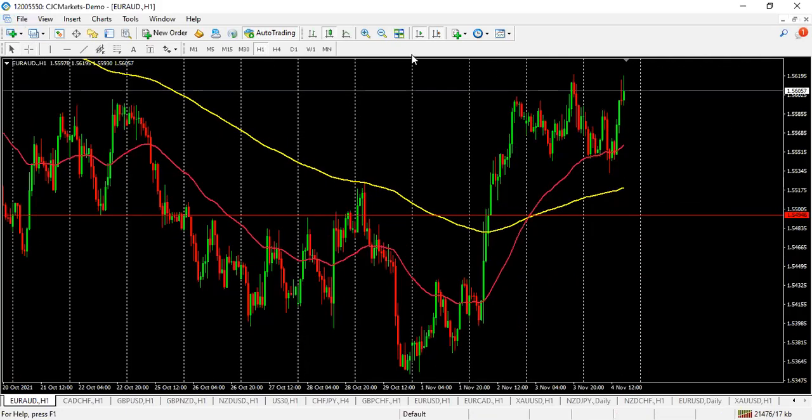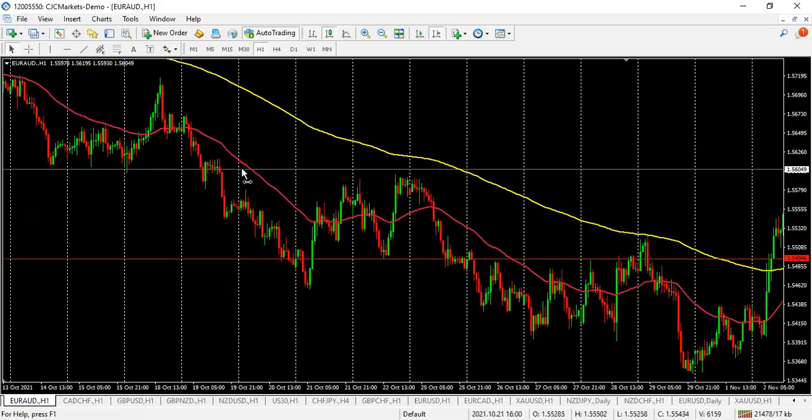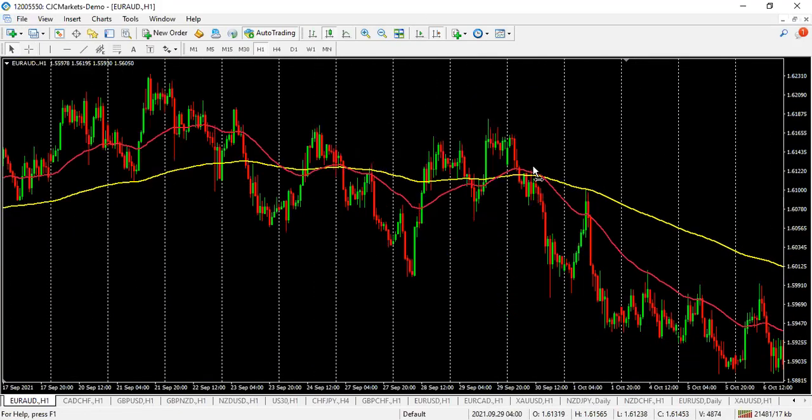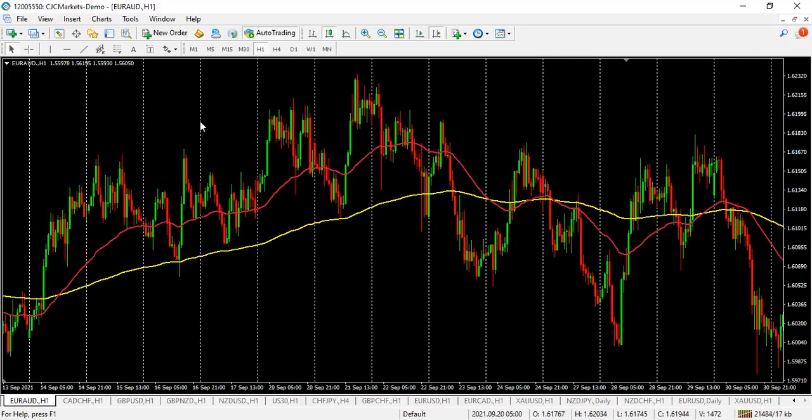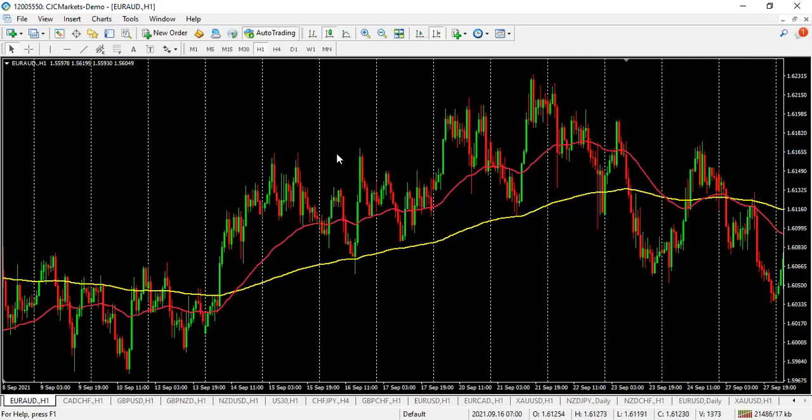So let's see another example. Now look at it. Price broke the moving average 200 upward. Now it came back here. It couldn't break the moving average 200. And that's why I said, when you are trading, you need to wait for that candle to close and be sure that it has broken it.